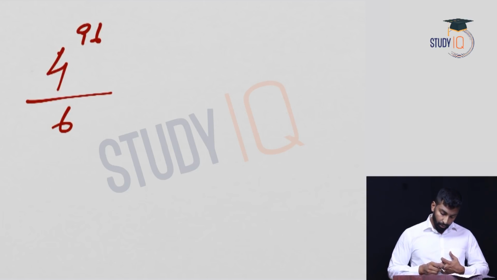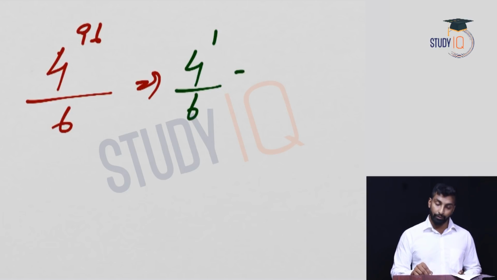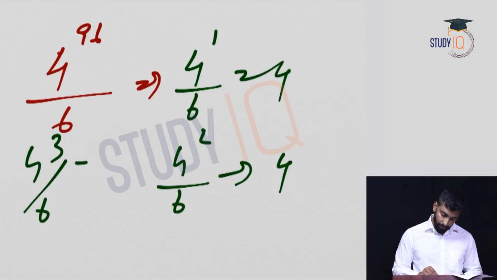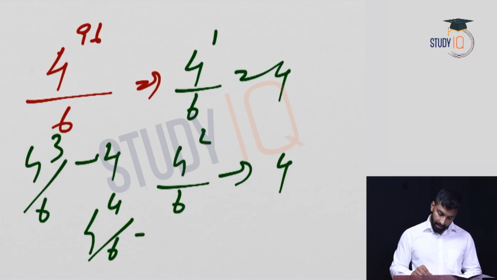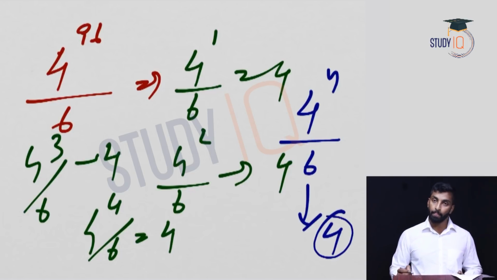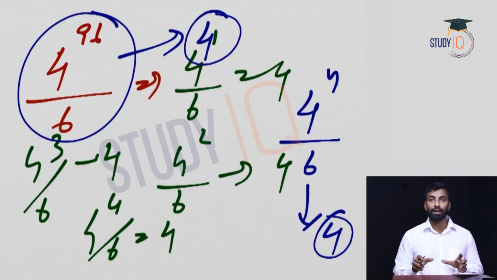Okay, what is the question? 4 raised to 96 divided by 6, what is the remainder, right? So we can use a property of 4 here. Let me start with, what is 4 raised to 1 divided by 6? You get 4, right? 4 square divided by 6, again you get 4. 4 cube divided by 6, you get 4. 4 raised to 4 divided by 6, again you get 4. So basically, 4 raised to any power divided by 6, you get remainder 4. So here 4 raised to 96 divided by 6, what is the remainder? 4 only. So you can generalize it: 4 raised to any power divided by 6 leaves remainder 4.